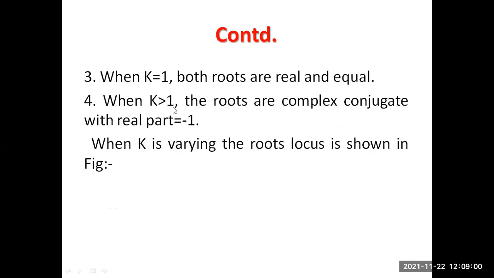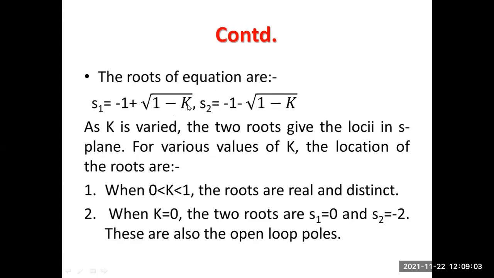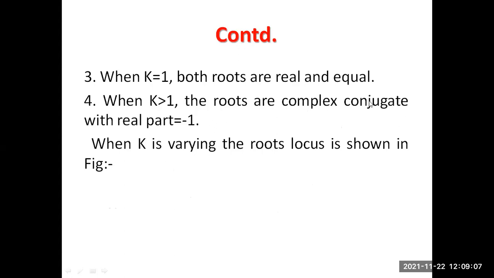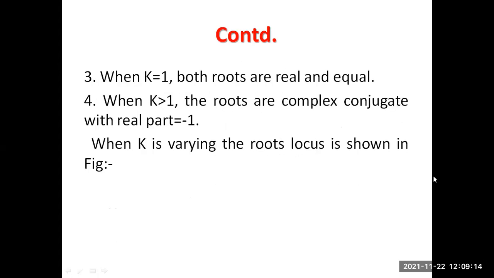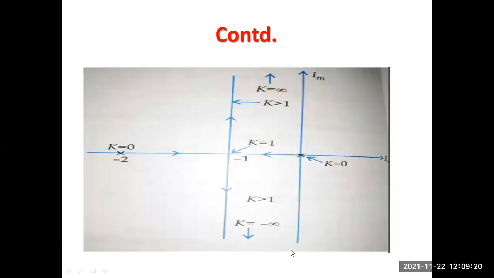Now when k greater than 1, what will happen? K greater than 1 means this is imaginary and this is also imaginary. So the roots are complex conjugate with the real part -1. So the real part is -1, but it will be complex conjugate in nature. So ultimately, we are getting that when we are varying k, the roots are varying. So when k is varying, the root locus is how the roots are moving. You see, when k equal to 0, this is -2. When k equal to 1, it is -1. But when k greater than 1, the complex conjugate roots are lying.